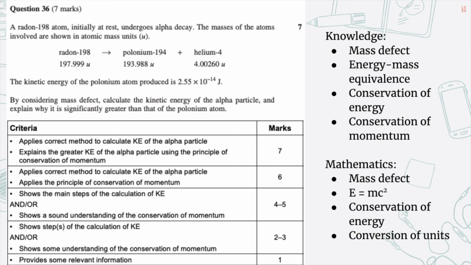Okay, so we have our knowledge aspect to this question that is going to help us address the explanation, but we also need some mathematics to that. So we also need to use the mathematics to calculate mass defect, use E equals mc squared to get a value for the energy. We also need to consider the conservation of energy, and on top of that, we need to convert our units as well, which has some semblance of some mathematics work.